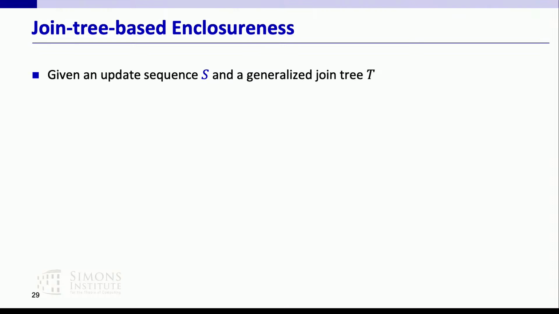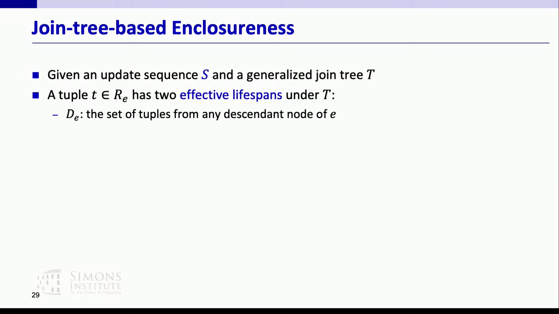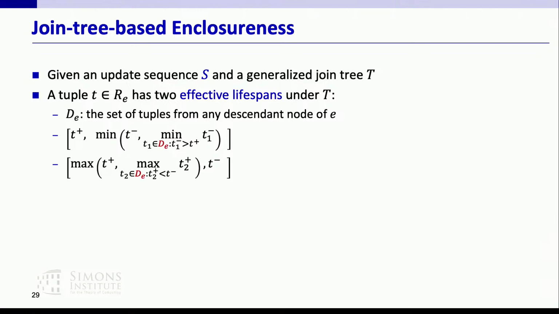Okay. So we need a more complicated notion of enclosure list by exploring the query structure. This notion is called the join tree-based enclosure. Similarly, we have an update sequence, but now we need a generalized join tree. And instead of just the lifespan of the tuples, we are interested in the effective lifespan of the tuples in the join tree. So what is the effective lifespan? Suppose this is a tuple T we are interested in. There are two effective lifespans.